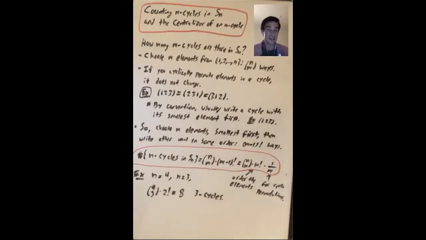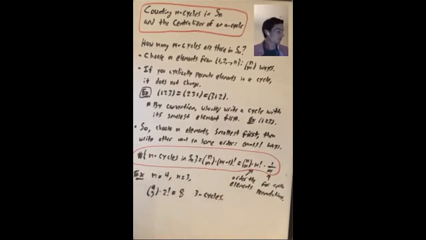So just to make this concrete, let's look at an example. How many 3 cycles are there in S4? There's 4 choose 3. That's 4 ways to pick the 3 things going in your cycle. And then there's 2 factorial, or 2 permutations, 3 cycles on a given set of 3 elements. So what is this saying? There's 8 3 cycles in S4.